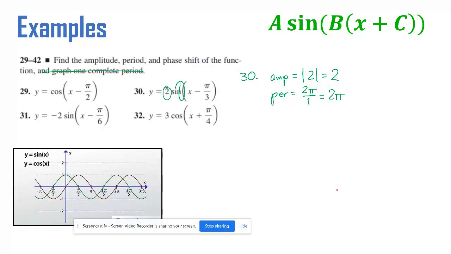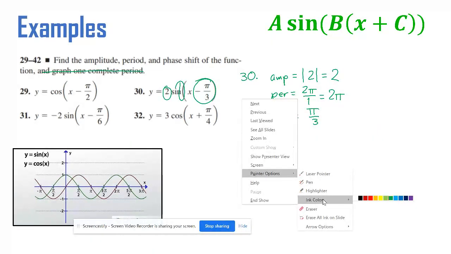Our phase shift is going to be determined by this number that we're adding or subtracting from the variable. And remember, all you have to do for your phase shift is change the sign. So if we're subtracting a pi over 3, our phase shift is going to be positive pi over 3. It's going to move pi over 3 in the positive direction. So this isn't really too bad. You're just finding these 3 things. You just have to kind of keep the formula straight.